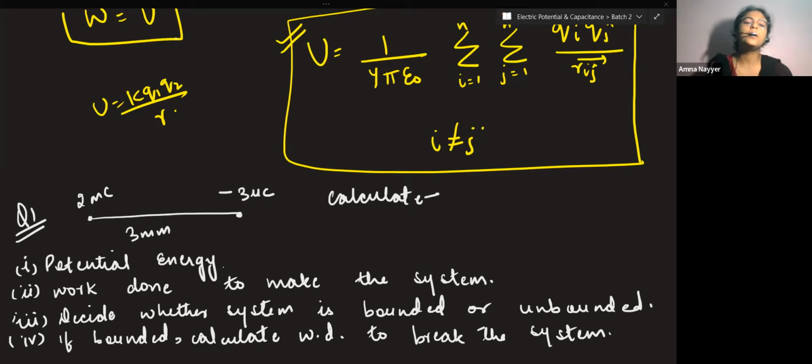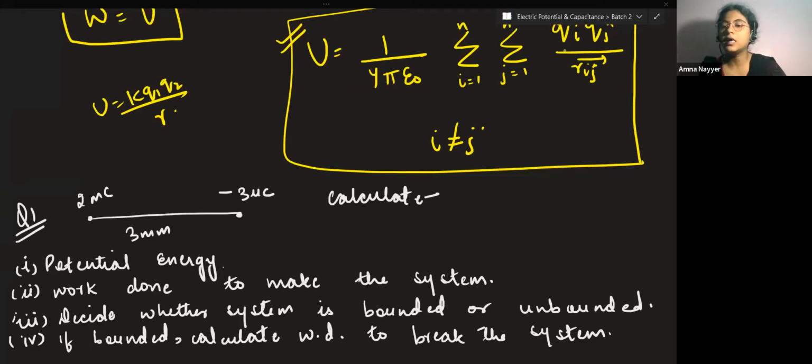See, note down this question. The first charge that you have is 2 millicoulombs. The other charge that you have is -3 microcoulomb. And the separation between both of these charges is 3 millimeters. So just calculate the first part and send me. The rest of the part I'll do.